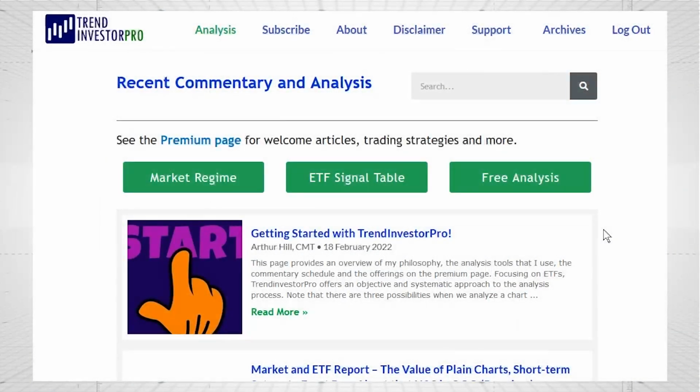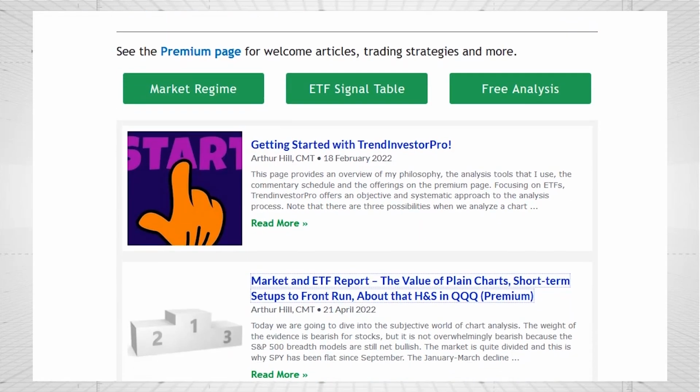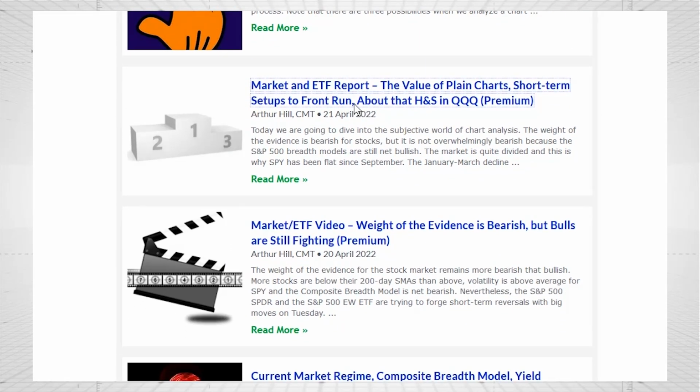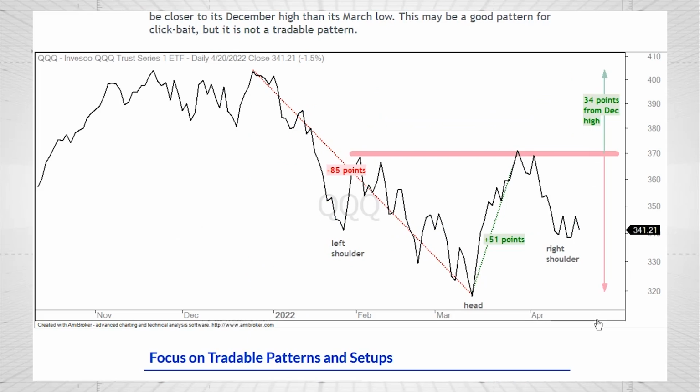So now I want to talk about that potential inverse head and shoulders in QQQ. This is the main analysis page at trendinvestorpro.com. There you can see you've got a market regime page, bull market or bear market, an ETF trend signal table, and then here's the recent commentary. I'm going to go over the commentary from Thursday, April 21st, a section on that inverse head and shoulders pattern. And here's the chart that I'm showing.